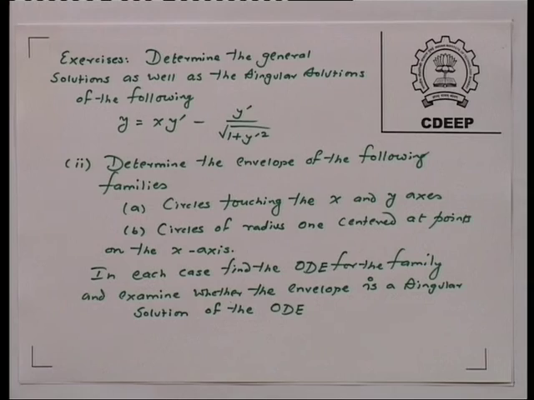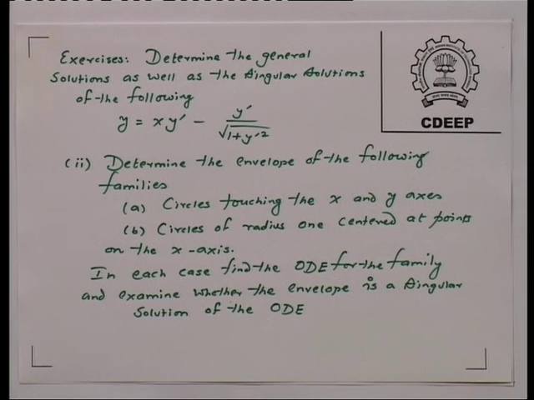For the second one, all the circles have radius 1 and centers on the x axis. What is the envelope? Y equal to plus or minus 1, that is absolutely correct. Again, you can get this analytically from the rule that I gave you. Any question? In each case, find the ODE for the family and examine whether the envelope is a singular solution of the ODE. You have to examine whether the envelope satisfies the equation of the ODE.